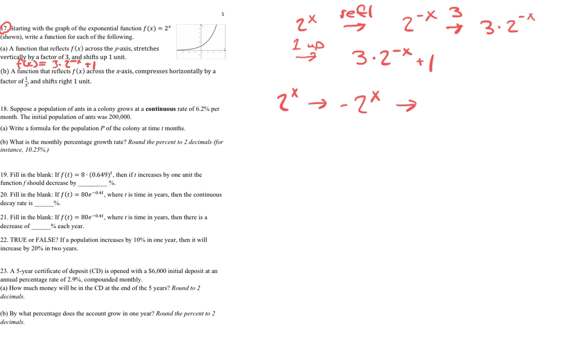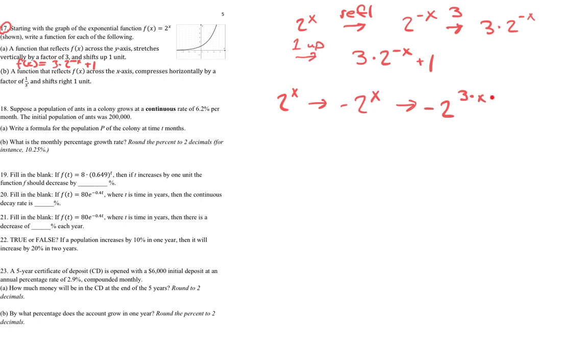So for horizontal compression, you're going to be multiplying it by 3. So this correlates to a horizontal compression of 1/3. Then the last thing it tells us is that we shift it right 1 unit.